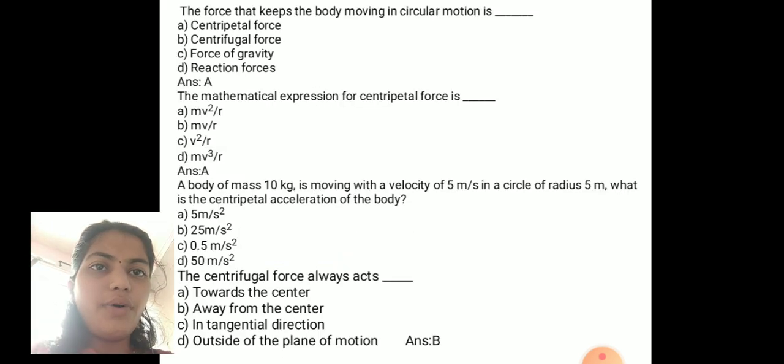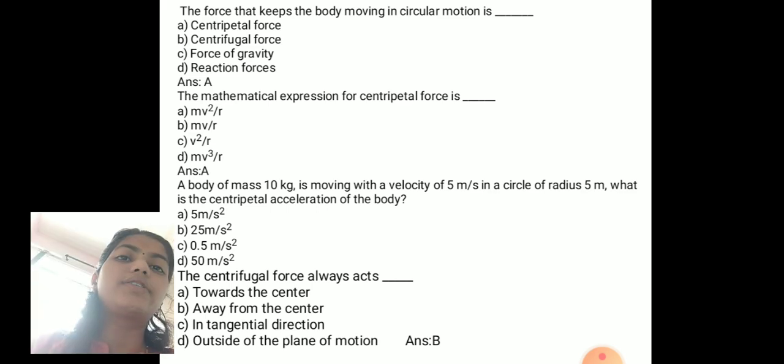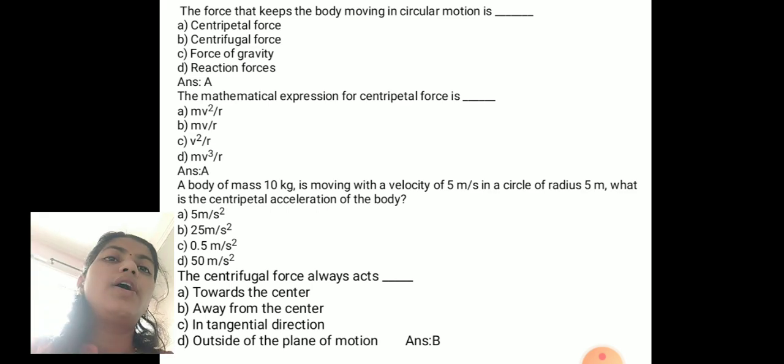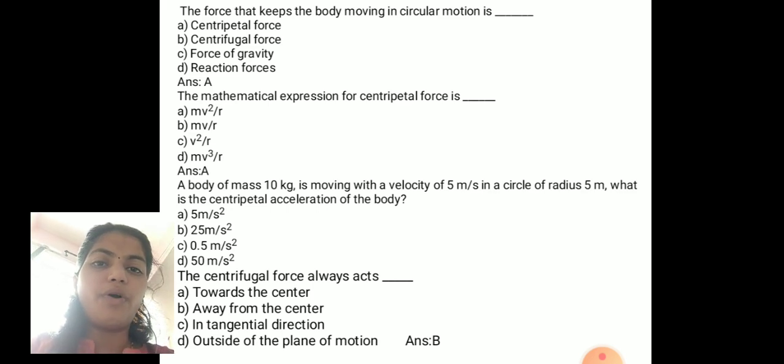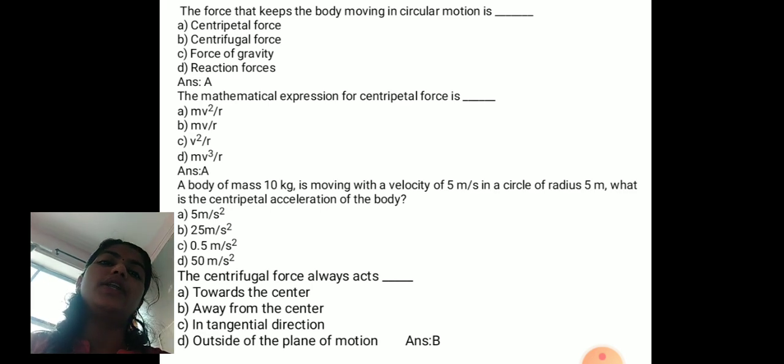Now, the force that keeps the body moving in a circular motion. In circular motion, which type of force keeps the body moving? The options are centripetal force, centrifugal force, force of gravity, reaction force. The force on a circular path is known as centripetal force. The correct answer is centripetal force that keeps the body moving in a circular motion.